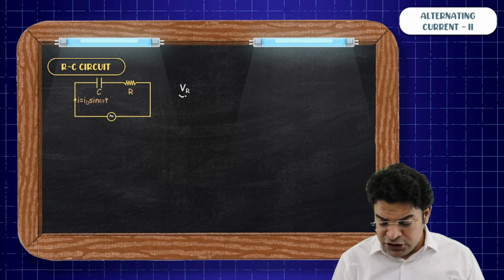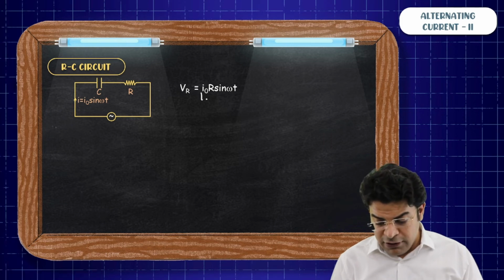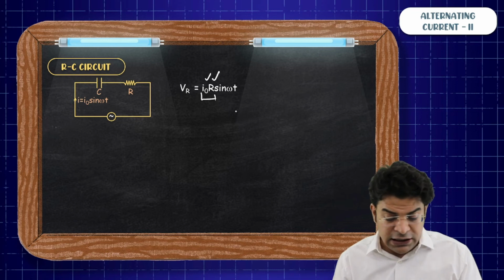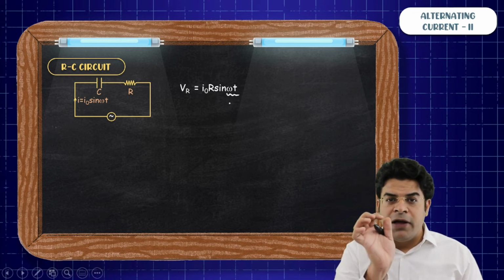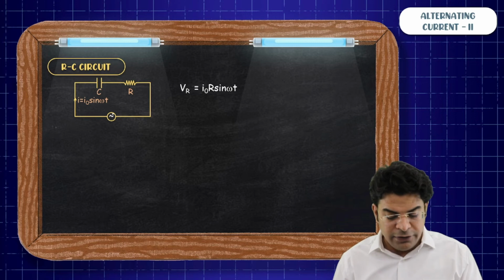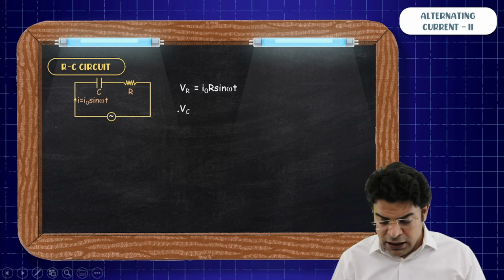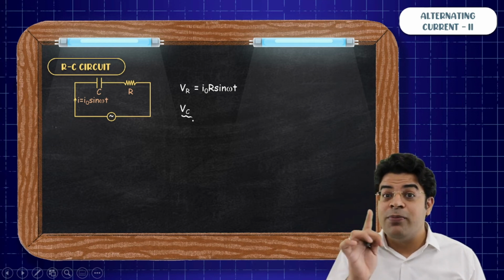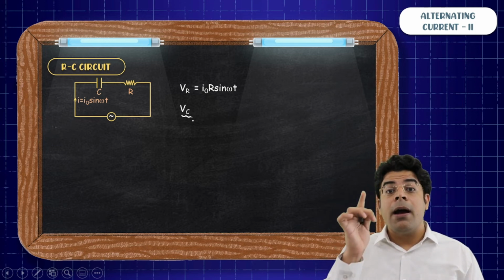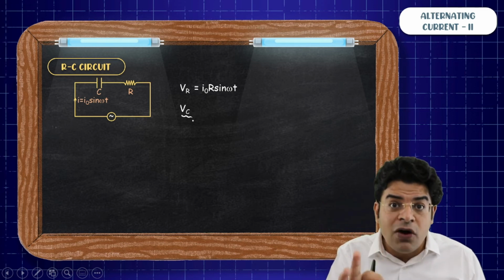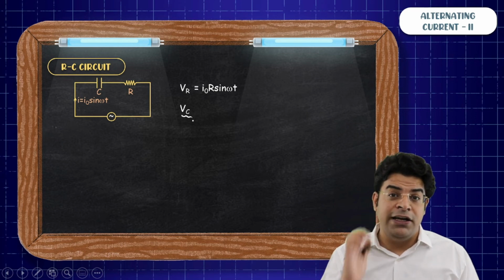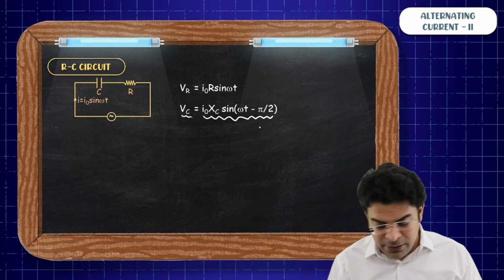We can say that the potential drop across the resistor has to be equal to I naught R sin omega t. The peak value of potential drop across the resistor is the peak current flowing through it times the resistance, and the phase of potential drop across the resistance will be the same as the phase of current. The potential drop across the capacitor will be I naught XC sin(omega t minus pi by 2). In case of capacitor, the potential lags by a phase of pi by 2, the current leads. So you will get I naught XC sin(omega t minus pi by 2).